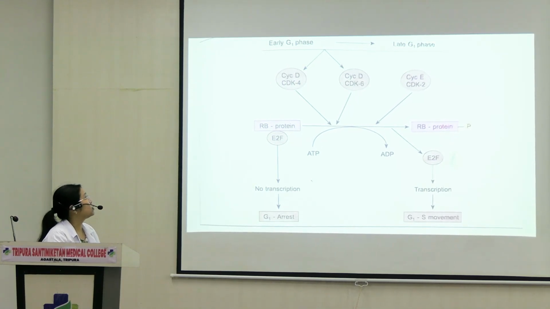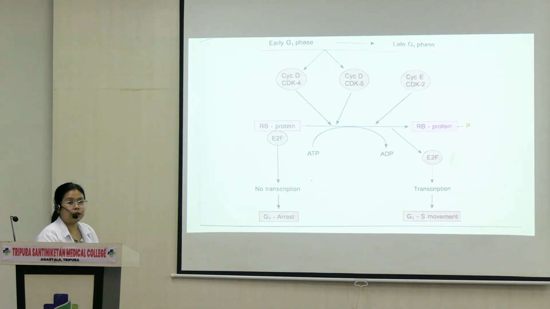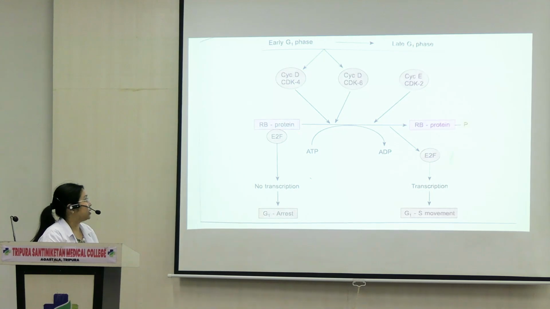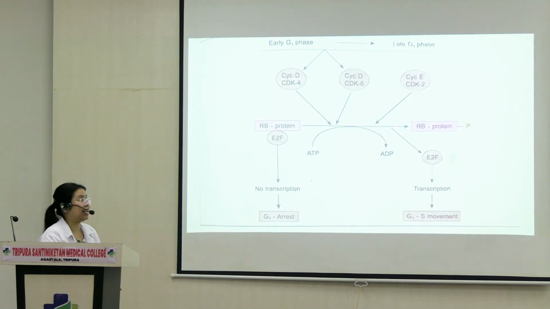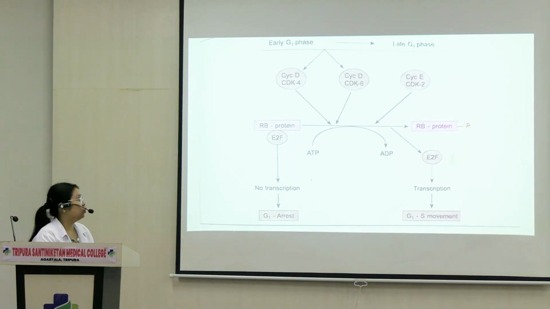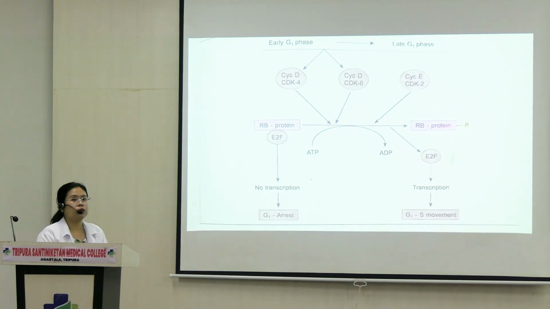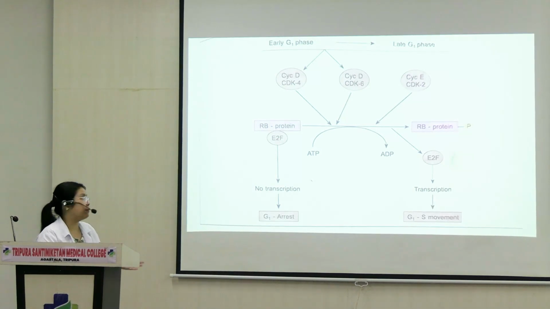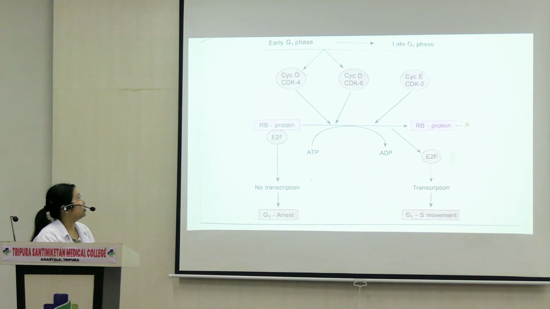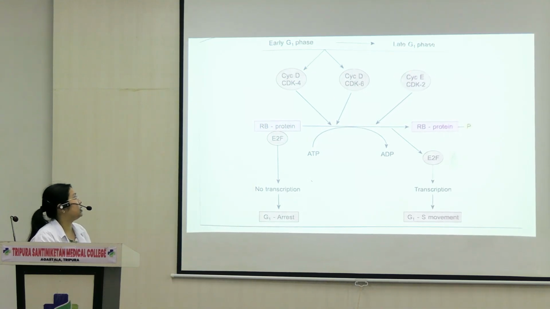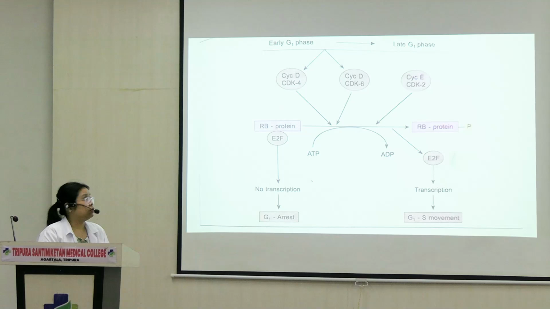But the complex of cyclin D and CDK4, and cyclin D and CDK6, acts on the RB protein and causes phosphorylation, meaning addition of a phosphate group, and because of that the RB protein becomes inactivated. When there is a phosphate group attached, it gets inactivated. So the E2F attached to it gets released and is free to undergo transcription. So when transcription happens, what does it mean? The cell will go from G1 phase to S phase. This is what it means. And this is all done by the complexes of cyclin D and CDK 4 and 6.